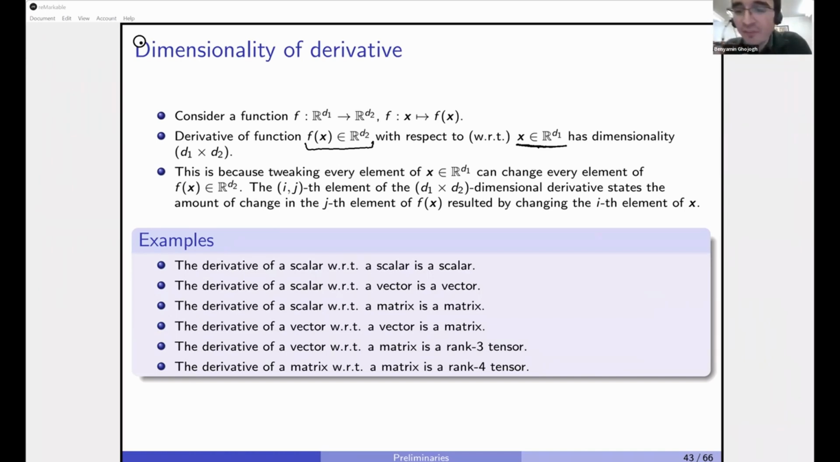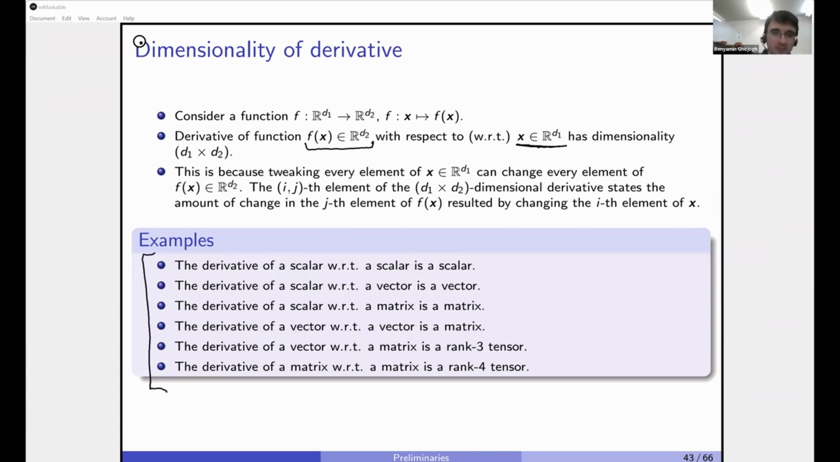So how much effect the change of variable has on the function? Okay. Whenever I move that variable a bit, how much effect it has on the function. This is the derivative of that function with respect to, or WRT, that variable, right? So now assume the function is D2 dimensional and the variable is D1 dimensional. The derivative will be a matrix D1 by D2.